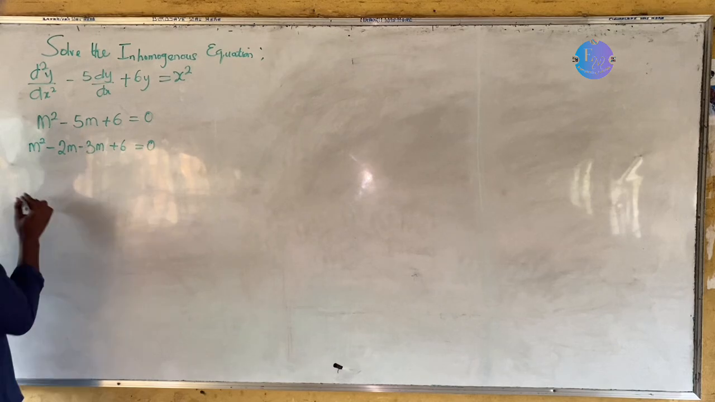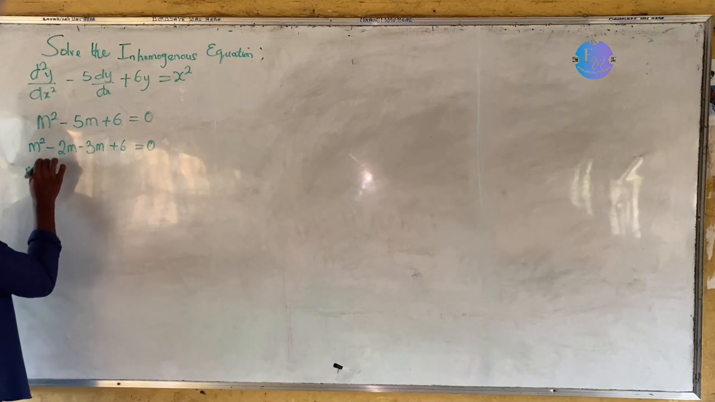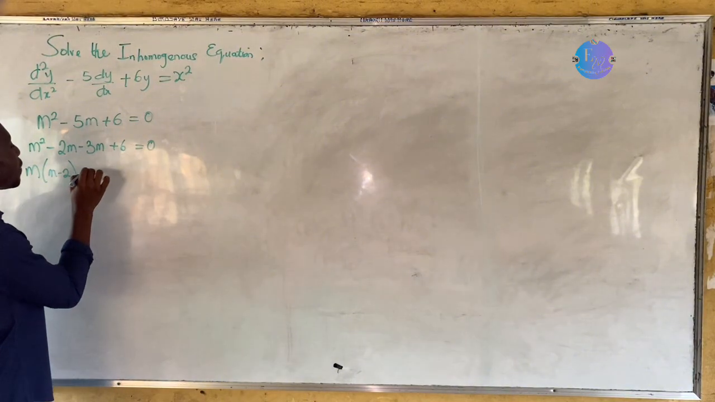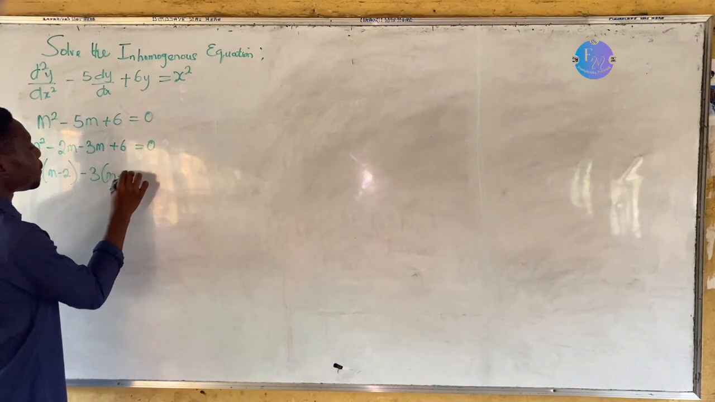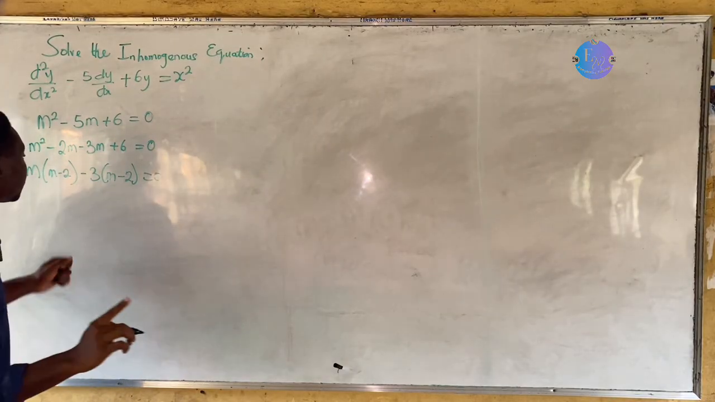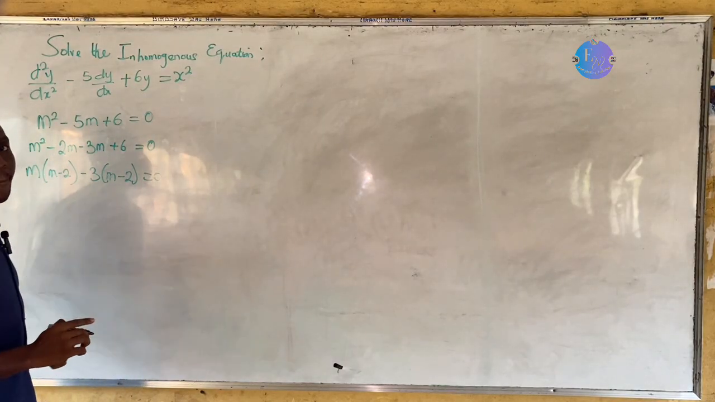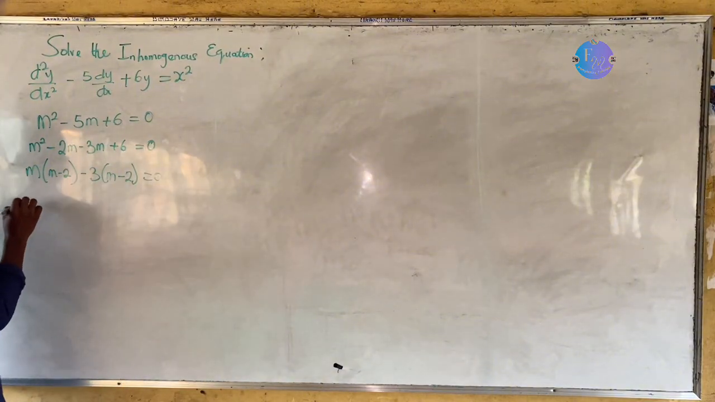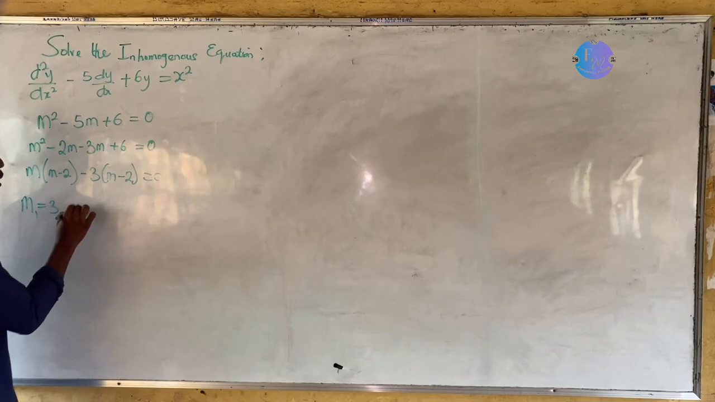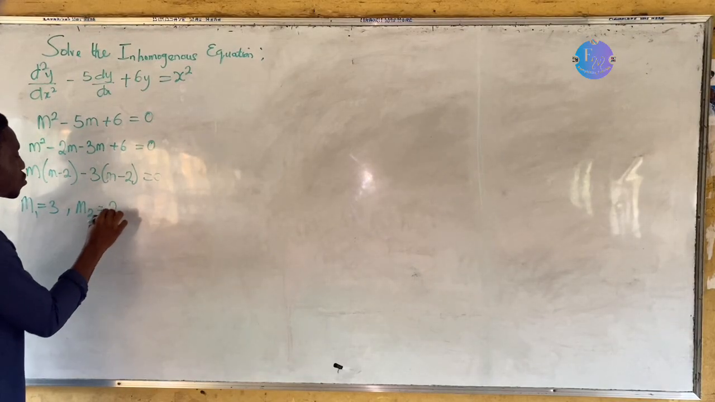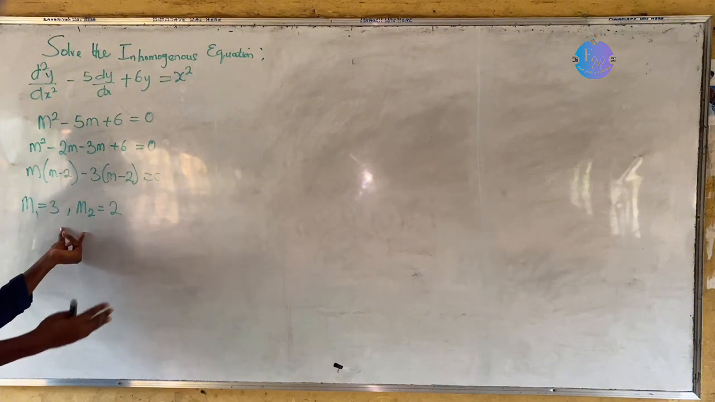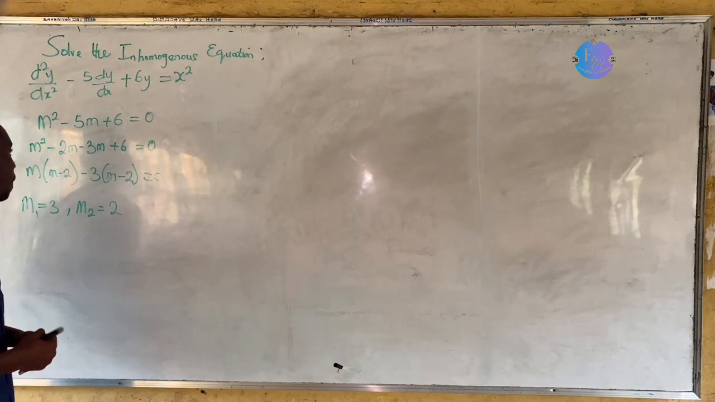Alright, so now we can factorize. We have m into m minus 2 minus 3 into m minus 2 equal to 0. Our goal, first of all, is to find the values of m. So now we can imply that m is equal to 3, that's m1, and m2 is equal to 2. So now we have the two values of m. We can now proceed into solving the rest.